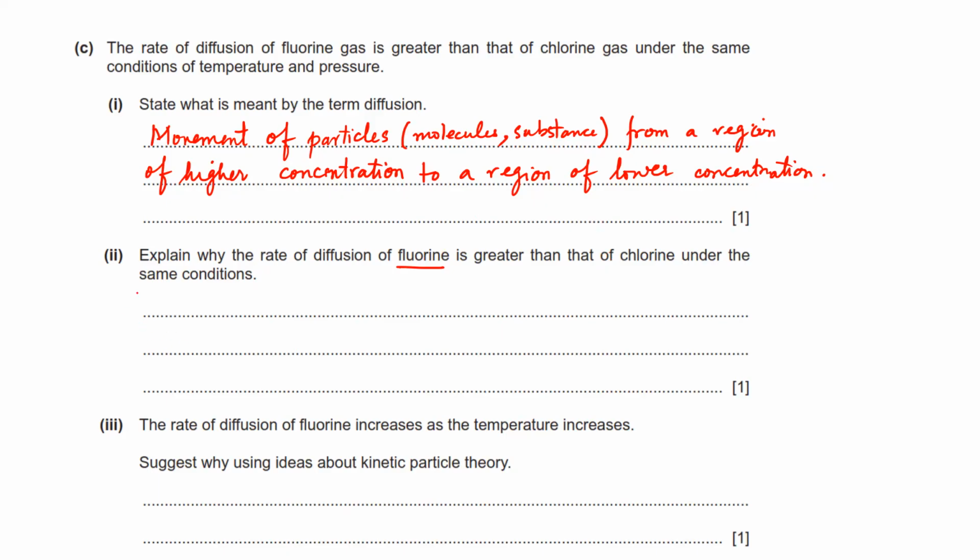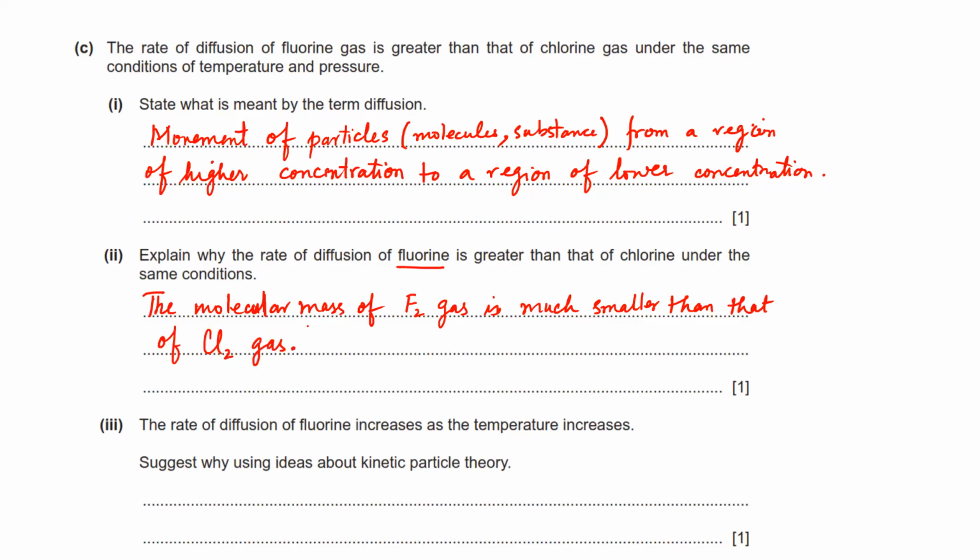So we just simply write: the molecular mass of F2 gas is much smaller than that of Cl2 chlorine gas. Okay, the lighter molecules diffuse faster. Okay, that is the reason why the fluorine gas has more rate of diffusion compared to the chlorine gas.